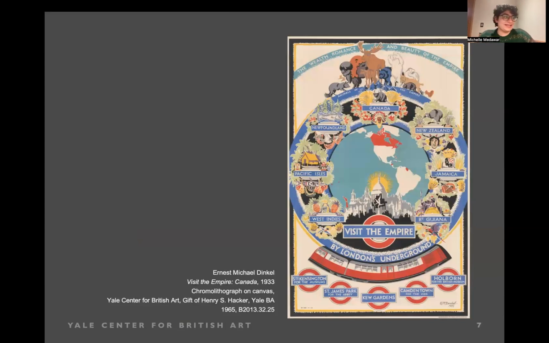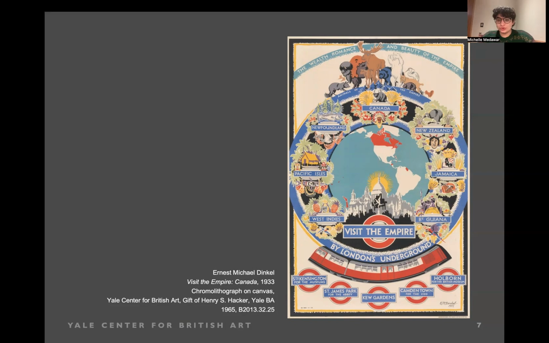The last thing I want to look at is a very beautiful print from 1930, made by a printmaker and designer named Ernest Michael Dinkle. It's called Visit the Empire Canada, and this was in a series of prints. There's another version that's not in the YCVA collection. That was commissioned by the Underground Electric Railways of London, which was the organization in charge of operating the underground system.